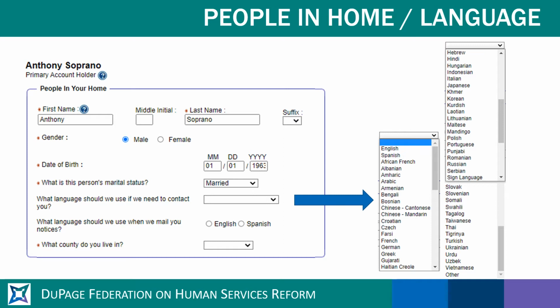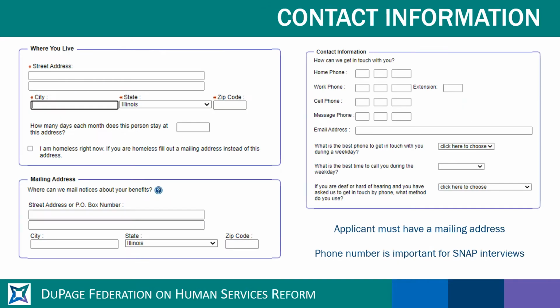By selecting what county you live in, that's going to help later direct which office the application gets sent to for processing. And these are additional questions that are asked, and it's all on one long screen for each individual on the application, but you'll put down where their street address is in terms of where they live.